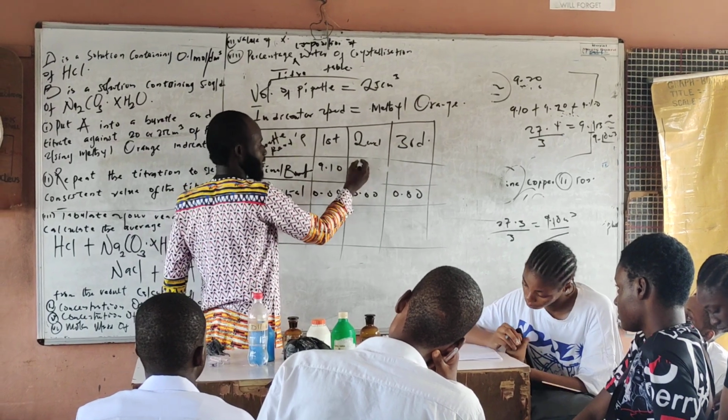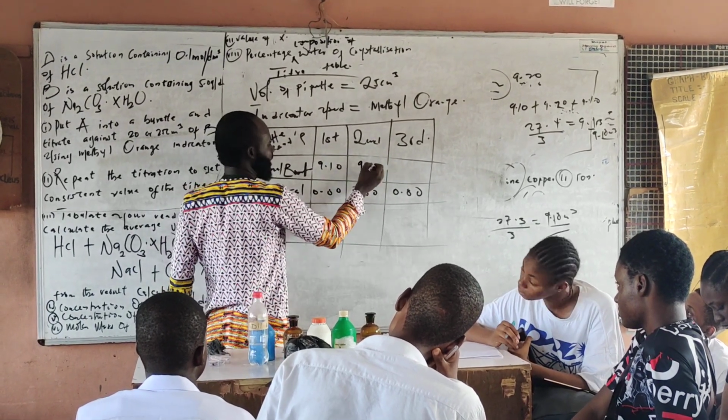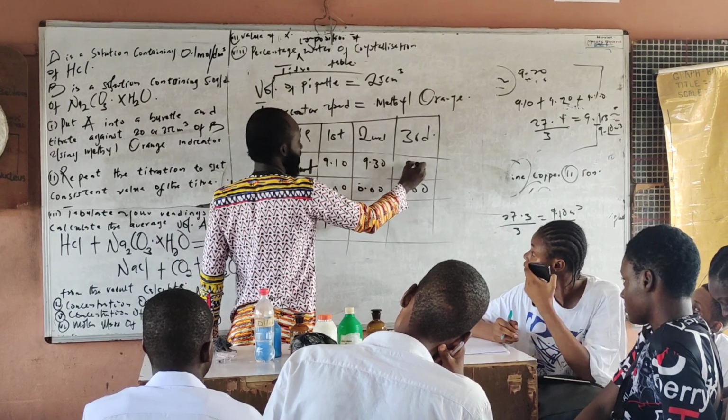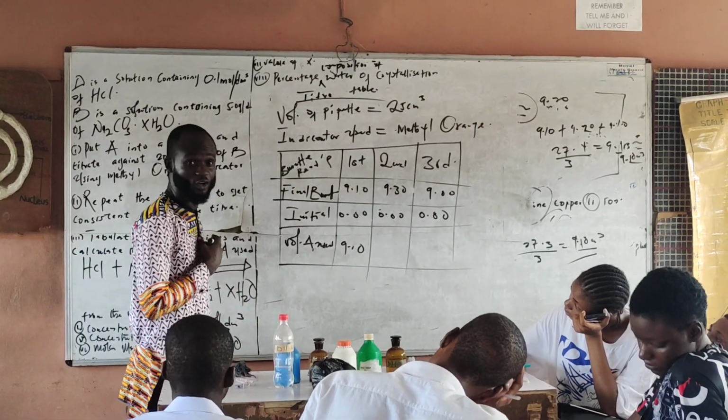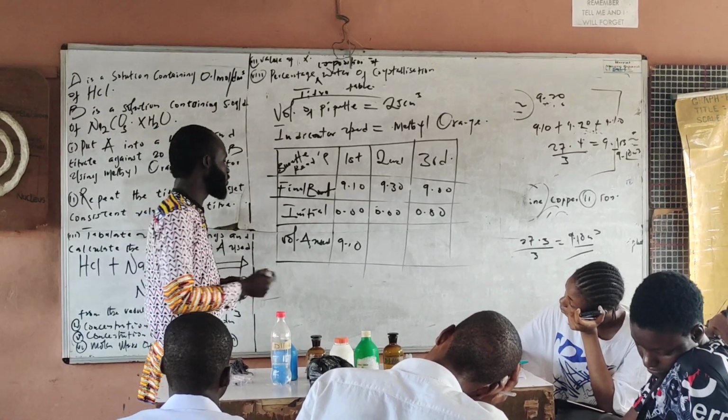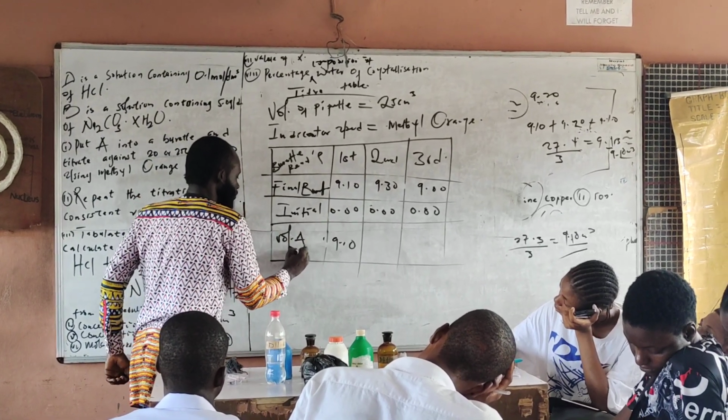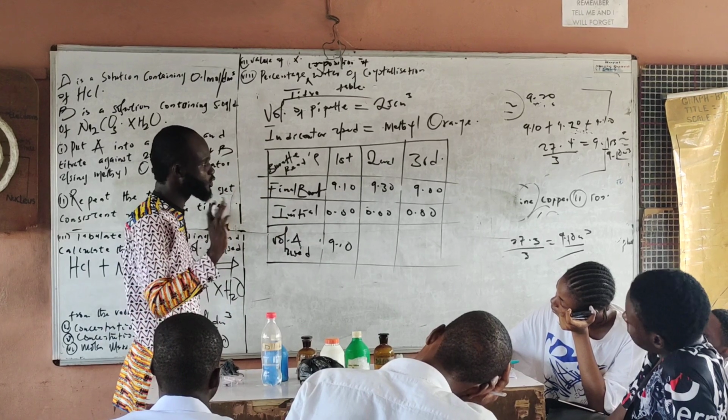So the next one, after titration, we got to 9.30. The last one is 9.00. This is my problem. Are you following? Then how do you get the volume of acid used? Volume of A used. Make your work neat and beautiful.